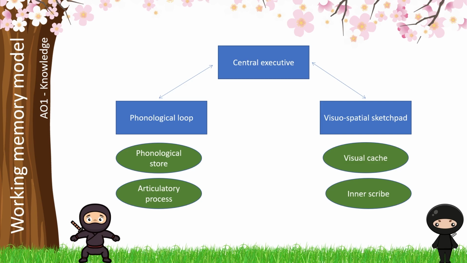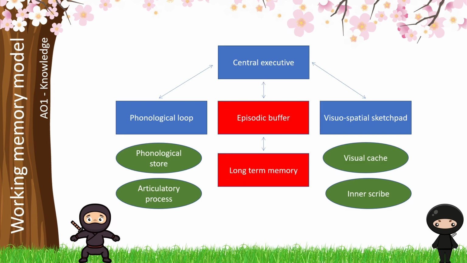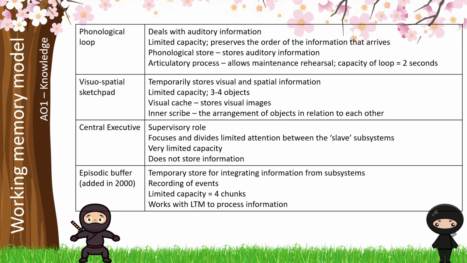Added later, and it's really key that you have in mind that this was added in 2000, was the episodic buffer, linking into long-term memory. When we're thinking about this in terms of our knowledge, we need to have at least two different pieces of information about each of our stores, and explain that the process of information is going to and from each of these stores. Always useful is that all stores have a limited capacity.